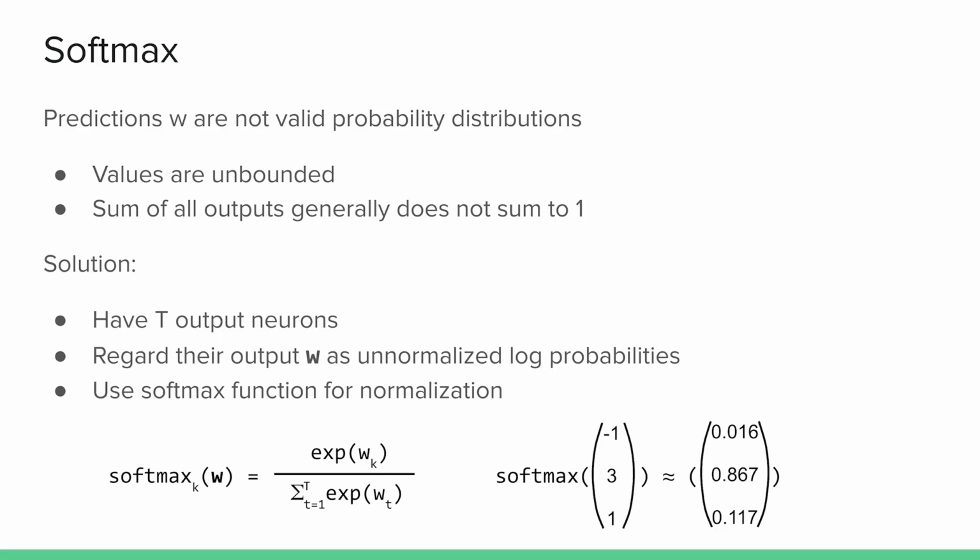So in our case here, the softmax would produce these probabilities for the inputs -1, 3, and 1, which you can see correlates. So a high value is a high probability for a certain class here.